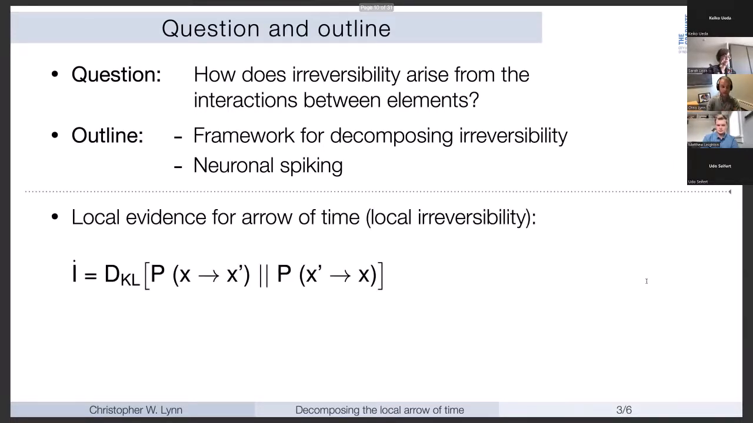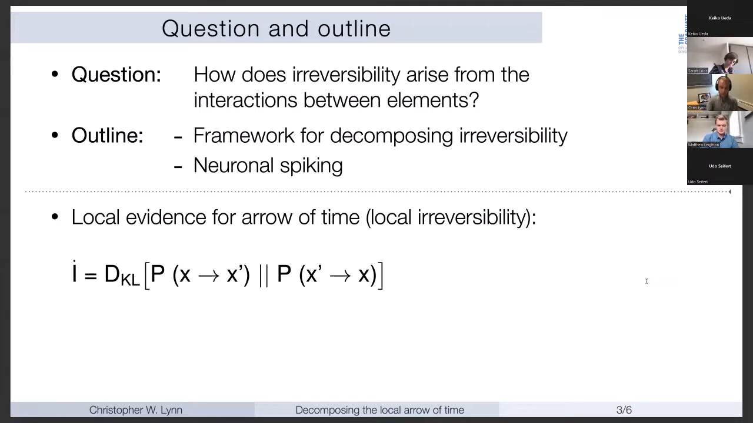Okay, so just to begin, it's going to be helpful for me to state exactly what I mean when I say irreversibility. So what we're going to be talking about specifically is what we're calling local irreversibility, which is the irreversibility contained in individual transitions. So you could also think of this as sort of the Markovian irreversibility in the system. And the way we're going to quantify this is using information theory. So information theoretically, in a very precise sense, the KL divergence between the forward and backwards transition probabilities is precisely the evidence that you gain by observing the dynamics about the arrow of time in the system.